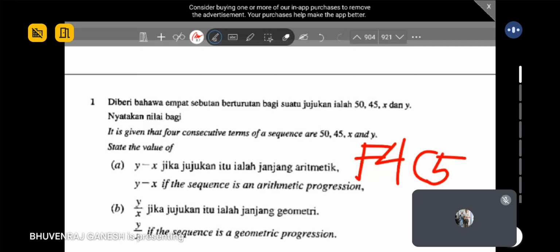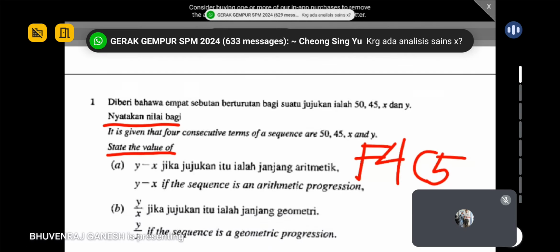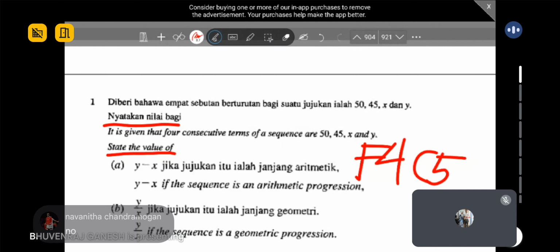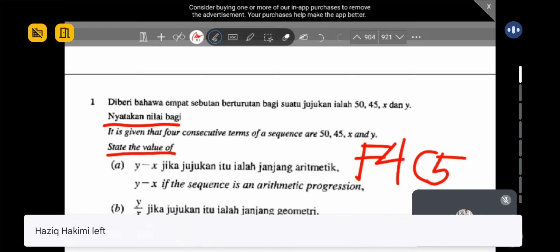So this question is very short, sangat pendek. Okay, so whenever you see the word state, guys, kamu nampak perkataan nyatakan, do I need to show working when the question says state? Okay, always remember, guys. When the question says state, no need working. Nyatakan tak perlu jalan kira. Final answer only. Jawapan akhir.